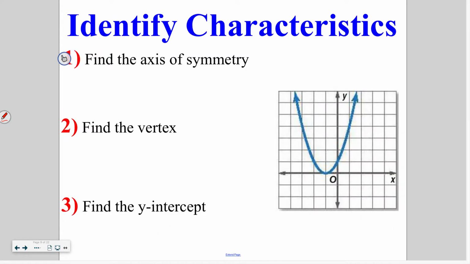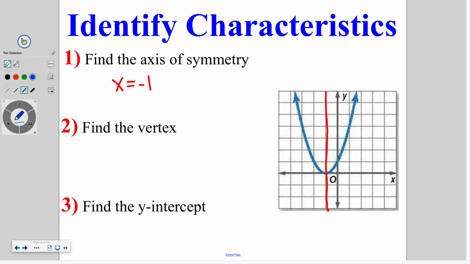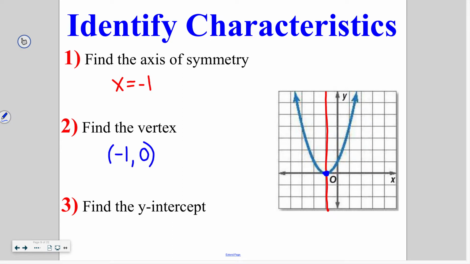Next thing we're going to do is they graph it for us, and we need to be able to identify the characteristics of that graph. So first is finding that axis of symmetry. We're looking for where the parabola could be cut in half, and that is, in this case, x is equal to -1. We're on the x, and we're at a -1. Next thing we need to do is find the vertex. So that's, in this case, the low point on the graph. So in this case, our vertex is going to be at -1, 0.